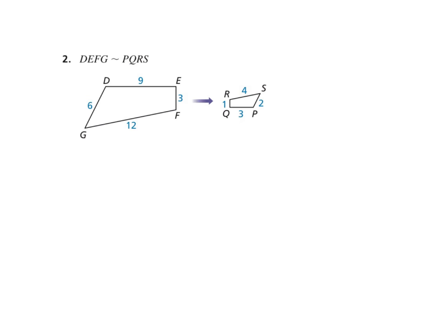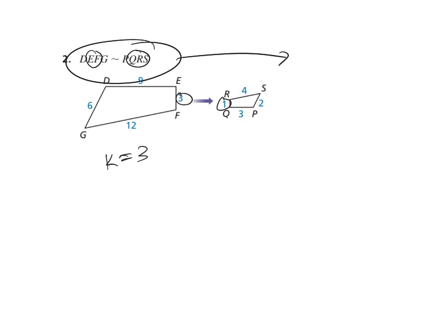Okay, number 2, same type of thing. So I'm going to use QR and EF. So these two right here, we're getting bigger, so we put the bigger number on top. So the scale factor is 3 over 1. And listing the angles, again we'll use this order. So angle D is equal to angle P, angle E is equal to angle Q, angle F is equal to angle R, and angle G is equal to angle S.